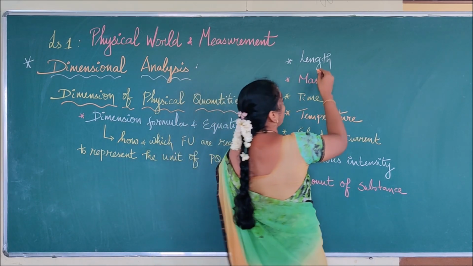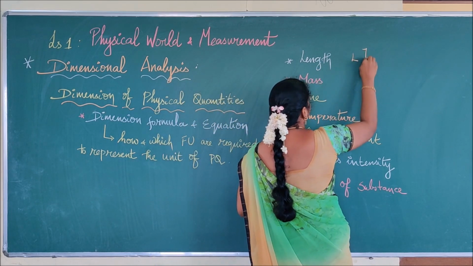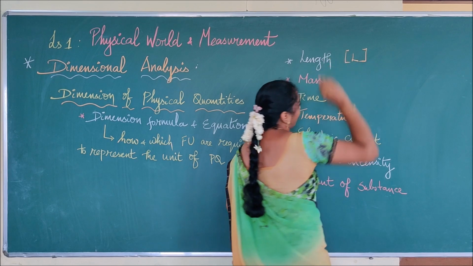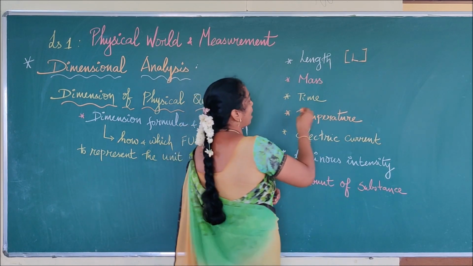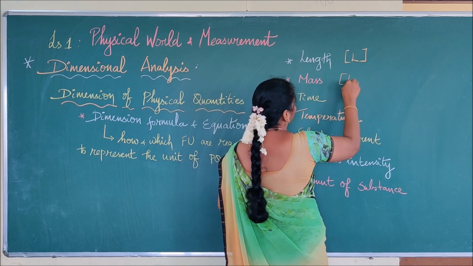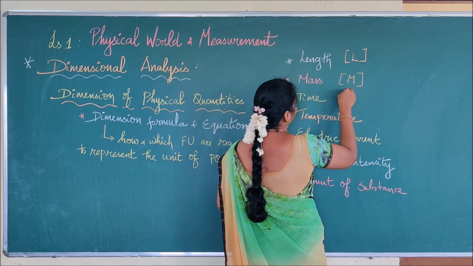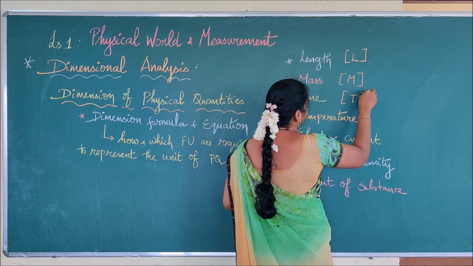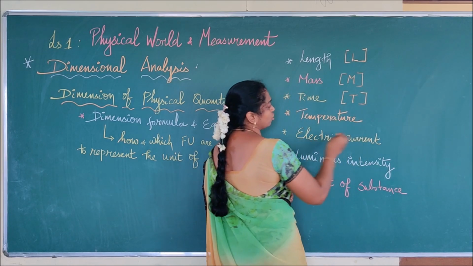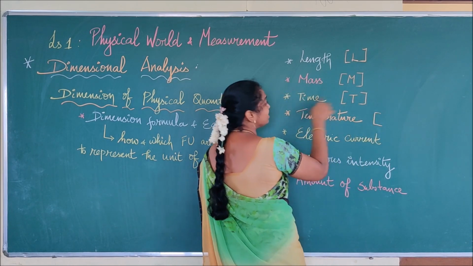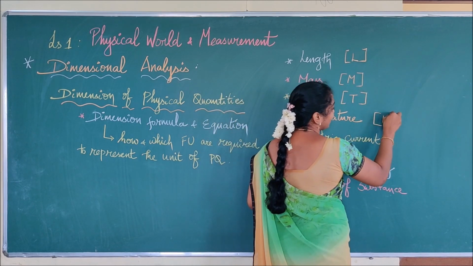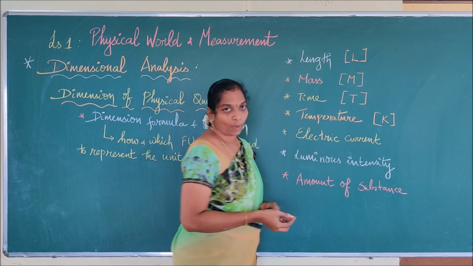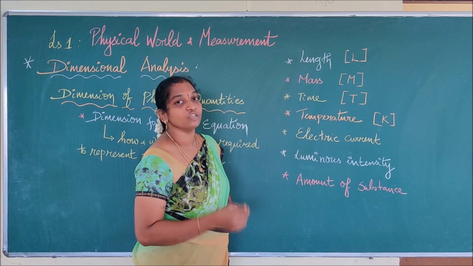So for length it is L, enclosed in a square bracket. That is the dimensional value for length. Then mass: capital M. Then time: capital T. Then temperature. Here we have already used T, so we will not use T again. We will say it is capital K. So these are the dimensional values we have to remember.